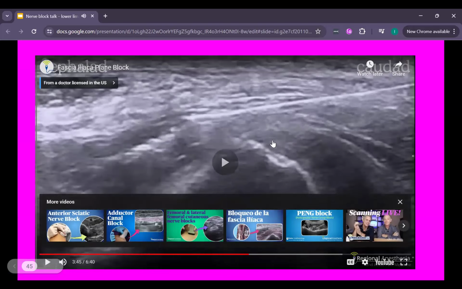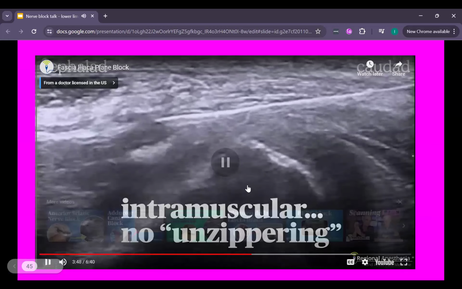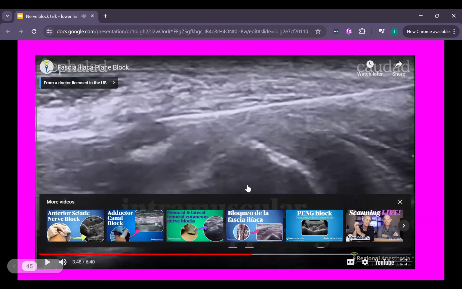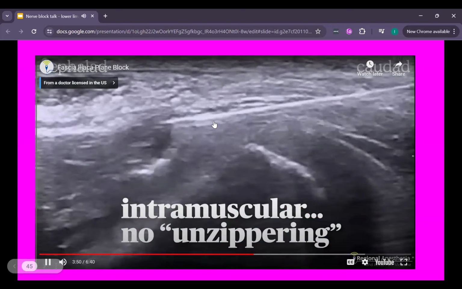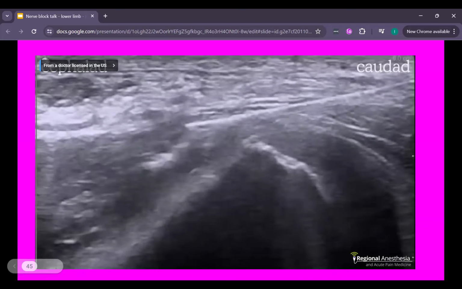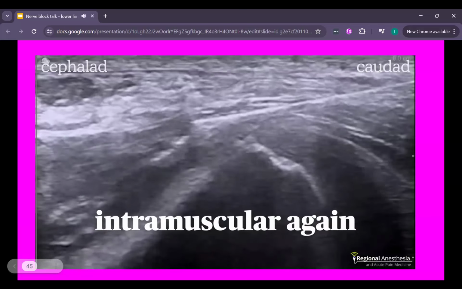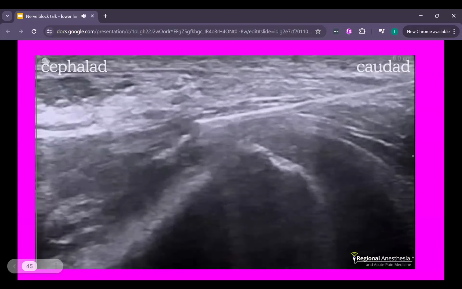So you can see here the spread is still intramuscular. So we're not getting that nice unzippering effect, it's called, where you get a nice spread with minimal volume along the muscle. So we're just going to readjust our needle tip here. So we're still not in the right plane.